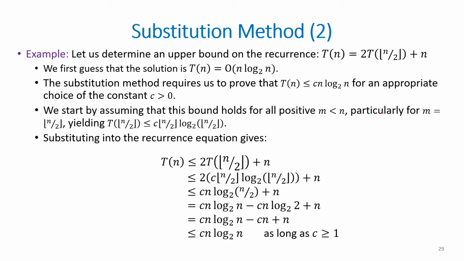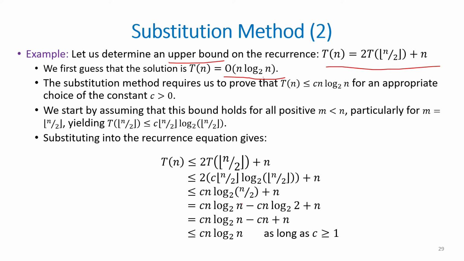Now let us look at an example where we want to find the upper bound for a recurrence equation, which is given over here. The first thing that we do is guess a solution, and my guess is big O of n log n. So this tells me that there exists a function T(n) that belongs to the set big O of n times log n. Based on the definition of big O notation, I can write that T(n) is less than or equal to some constant c times n log n.